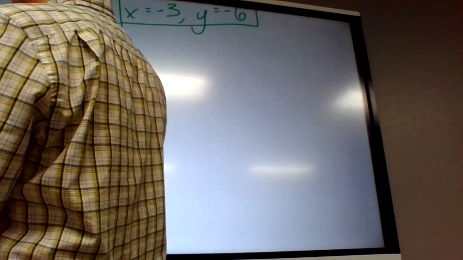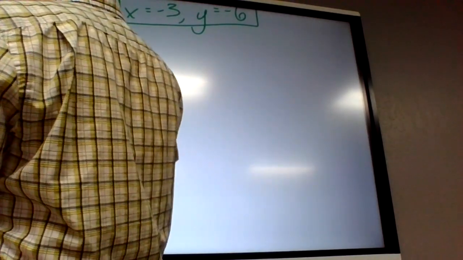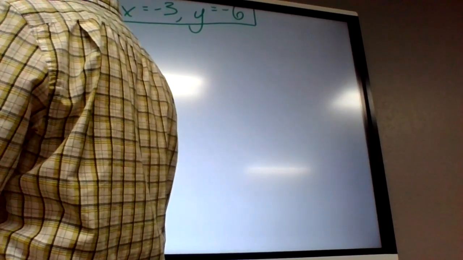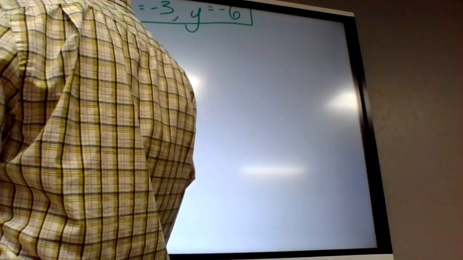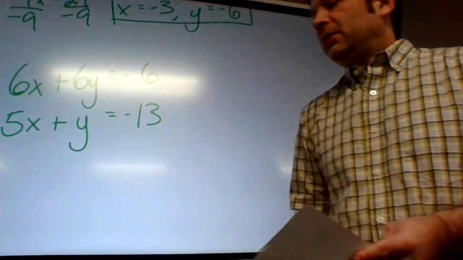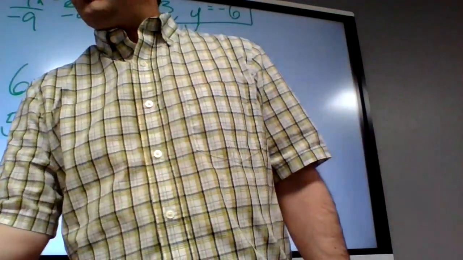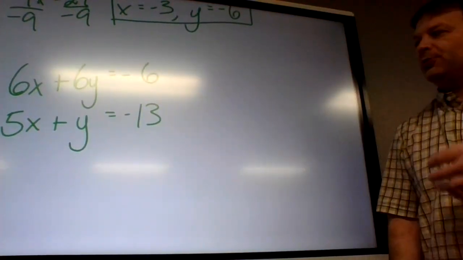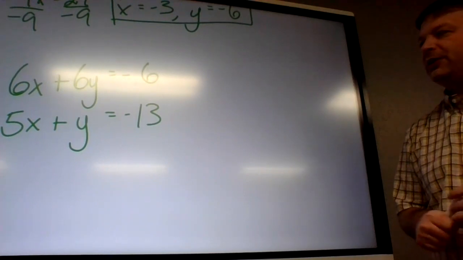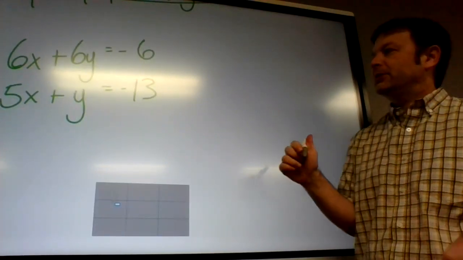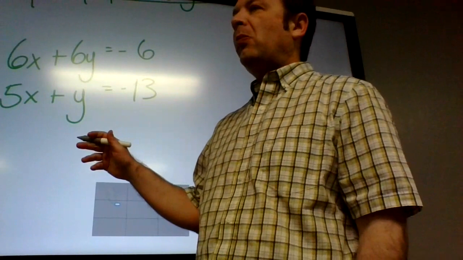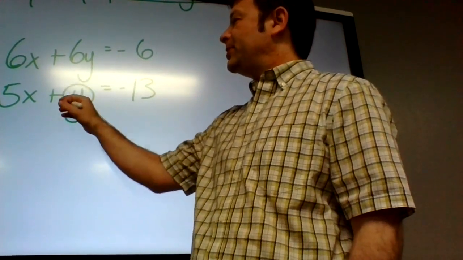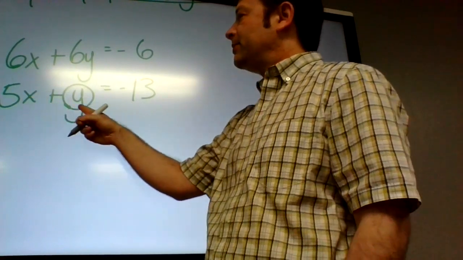6x plus 6y. Okay, so I have the same issue on this one that I did on the last one. It doesn't say y equals or x equals. So how can I fix that? This one's not that hard, really. You subtract the 5x. I can get this y by itself pretty easy by just subtracting 5x.